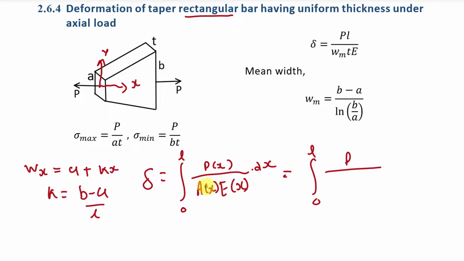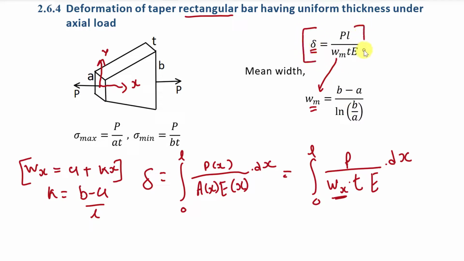So this equation will be integration 0 to L of P divided by Ax. What will be the Ax? Ax will be the thickness of this body into the width of this body, that is Wx. So it will be Wx into T into this Young modulus E. Now you have to put Wx from here, and then you have to perform integration of this term. Then you will get the value of delta. It will be PL divided by mean width into T into E. And here this value of mean width is (B minus A) divided by ln(B divided by A). This mean width is also called the logarithmic mean of side B and A. So from here you have to remember this formula and this formula.